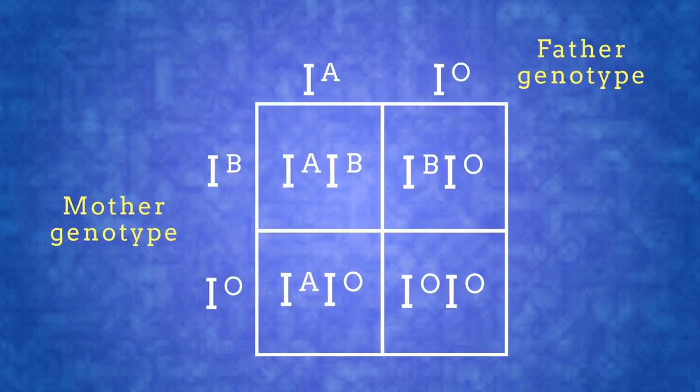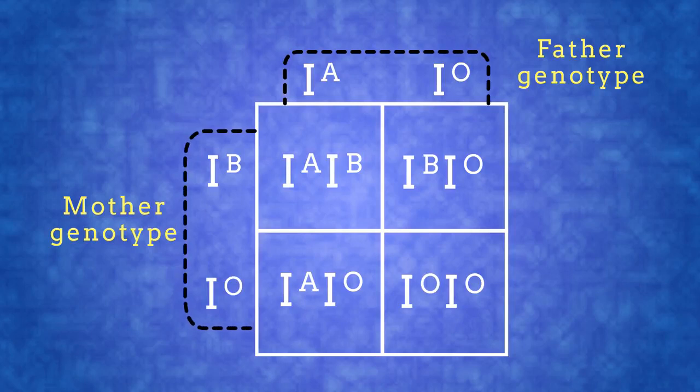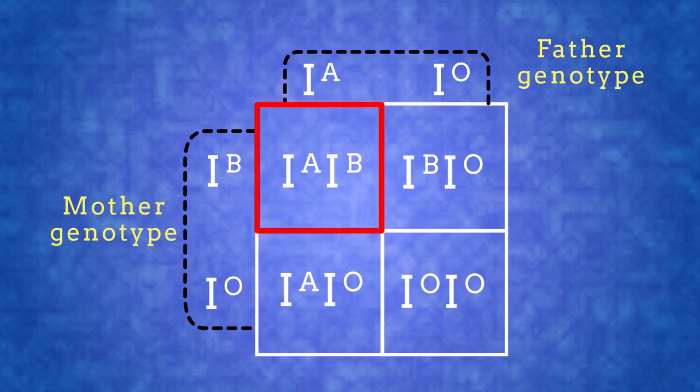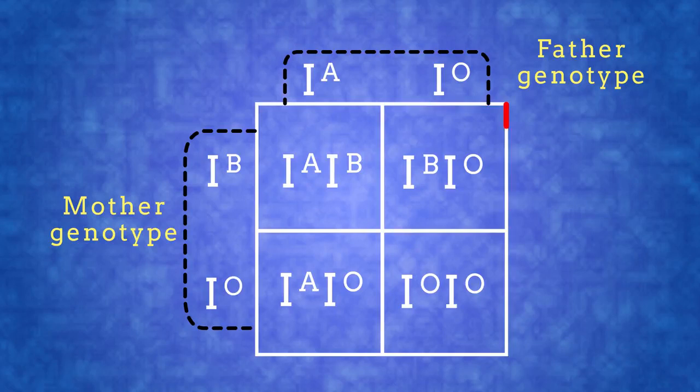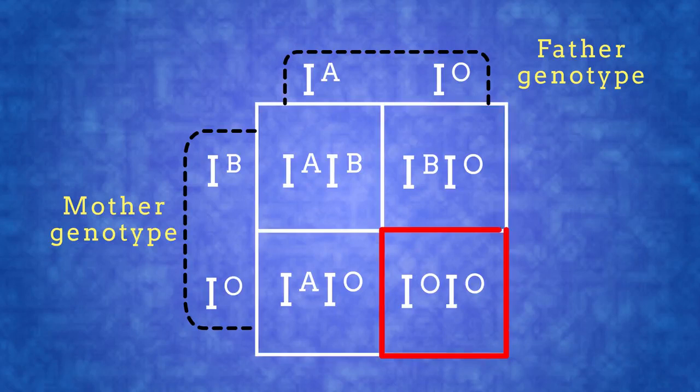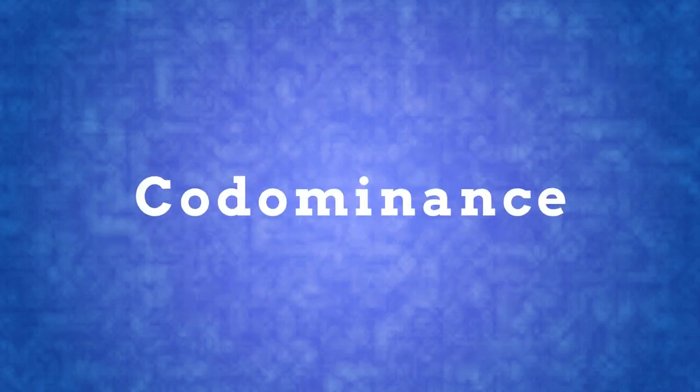If we look at this in a Punnett square, let's say the father has the IA, IO genotype, and the mother has the IB, IO genotype. Then the offspring could be any of these genotypes: blood group AB, blood group B, blood group A, or blood group O. The offspring has inherited the O allele from each parent. So there we have codominance.